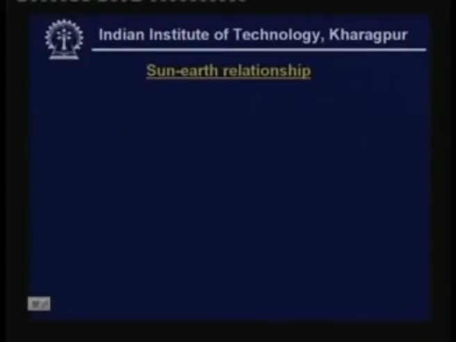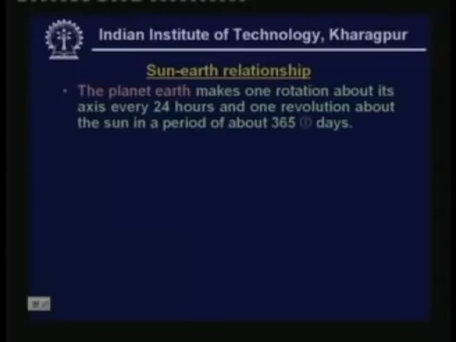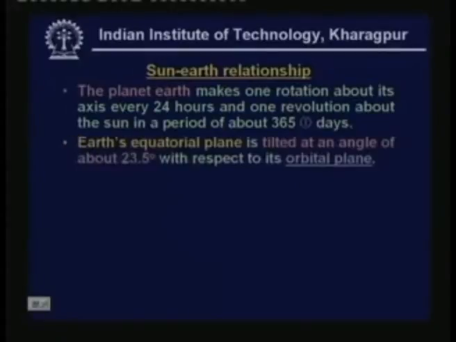Now, let us briefly look at the Sun Earth relationship. We know that the planet Earth makes one rotation about its axis every 24 hours and one revolution about the Sun in a period of about 365.25 days. Earth's equatorial plane is tilted at an angle of about 23.5 degrees with respect to its orbital plane.